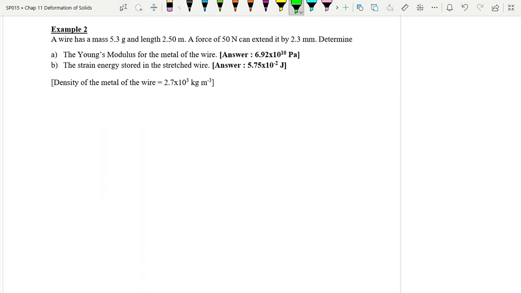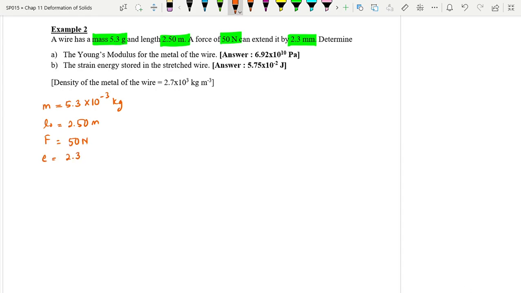A wire has mass of 5.3 gram and length 2.50 meter. A force of 50 Newton can extend it by 2.3 mm. So, kita list out dulu. So, given mass of the wire is 5.3 times 10 to the power of negative 3 kg. Length naught is 2.50 meter. Force that extend applied to the wire is 50 Newton. Extension is 2.3 times 10 to the power of negative 3 meter. Okay, so the first question, they ask us to calculate the Young modulus.